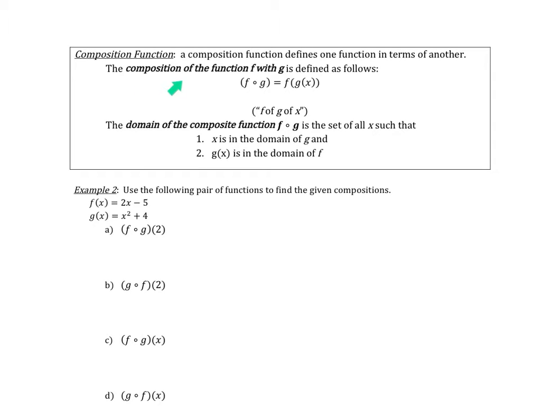The way we write a composition of functions in algebra is with this little open dot here. This means f of g, or f composed with g. Another way of writing this is f of g of x. We read that as f of g of x. So we can put g inside of f. That's what this means, okay?